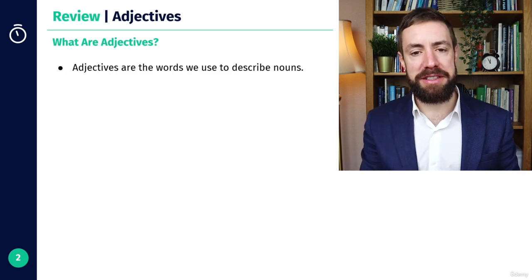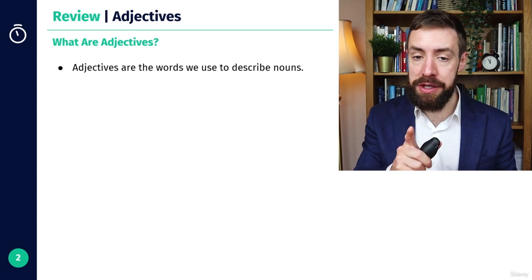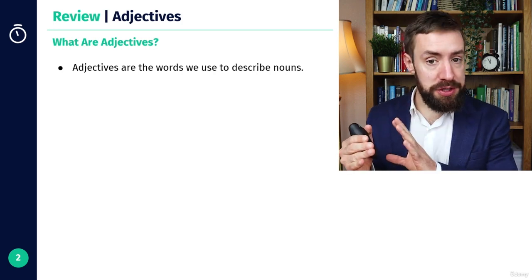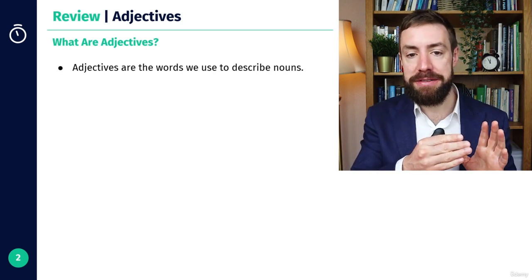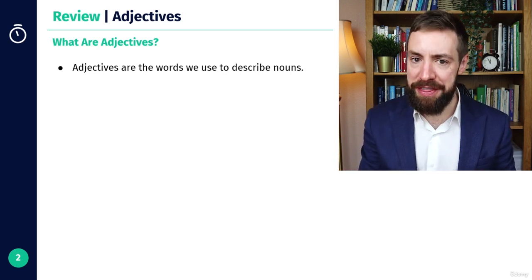So what are adjectives? Adjectives are the words we use to describe nouns, not describing verbs or other adjectives. We'll see those later. These ones are describing nouns, things.